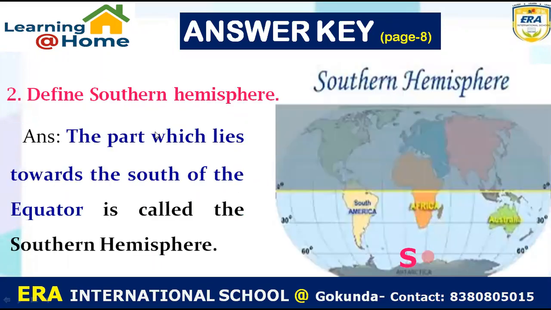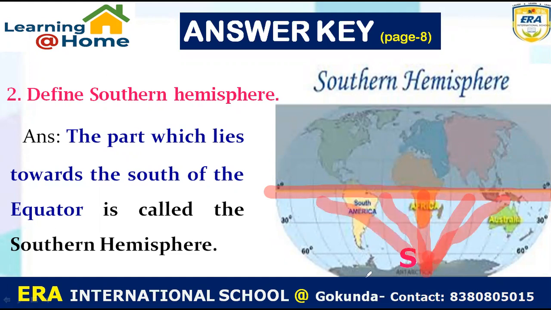Okay, next question. Define southern hemisphere. The part which lies toward the south of the equator. So you know that the earth has top and bottom. So this is the equator, and the part which lies toward the south of the equator, this is the south. So the part which lies toward the south of the equator is called southern hemisphere.